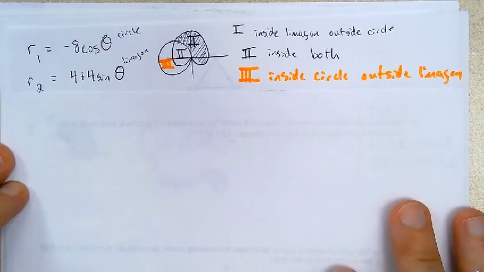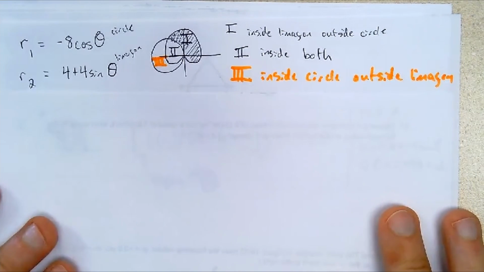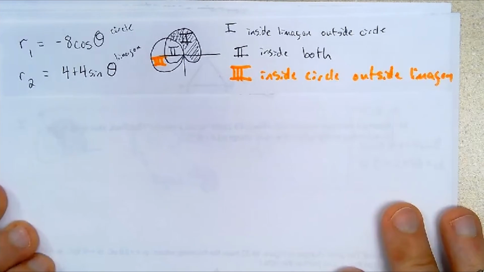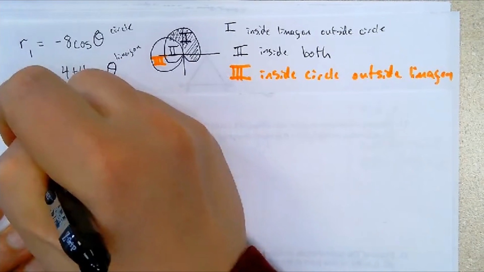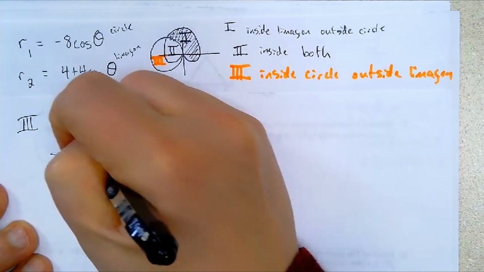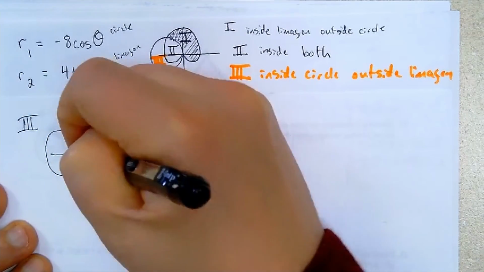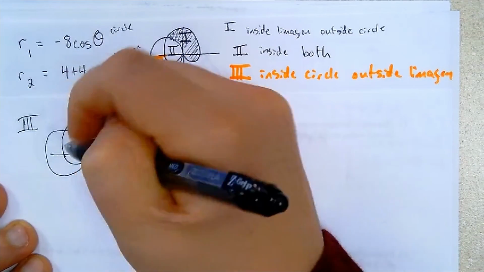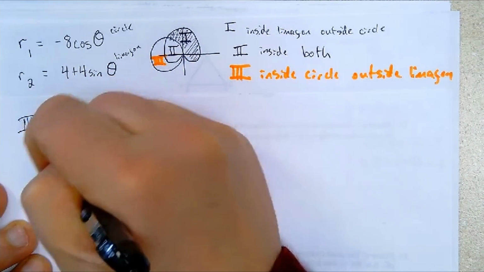Okay, let's look at region 3. Region 3 is inside the circle and outside the limaçon. So inside the circle, but outside the limaçon. So we're looking for this area here.